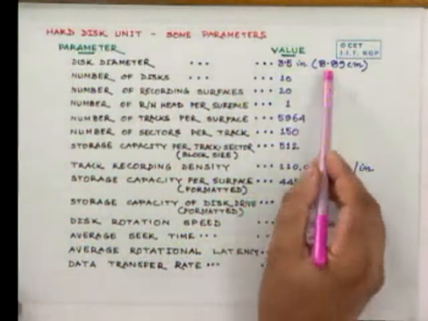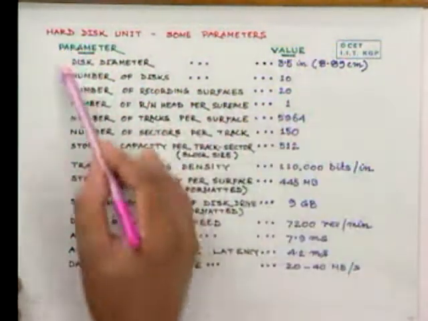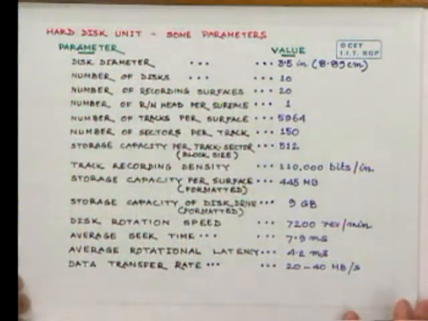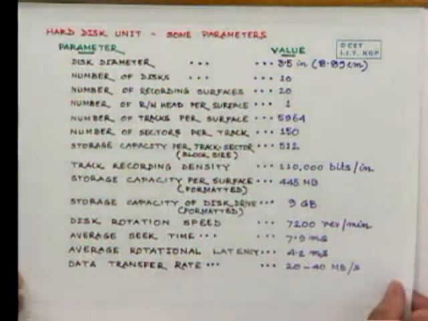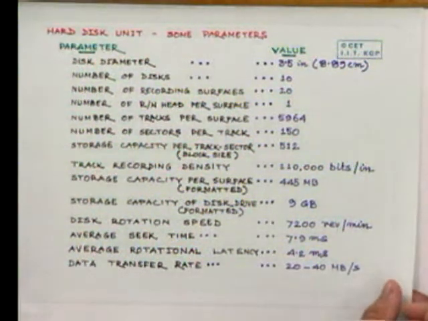Now, these are some typical figures. Naturally, it will vary from disk assembly to disk assembly, and very huge disk spaces are available, right?